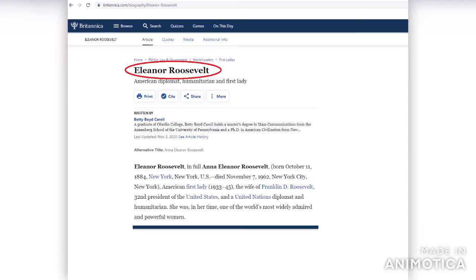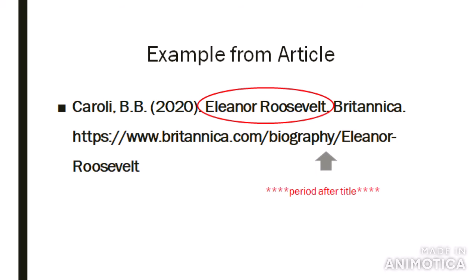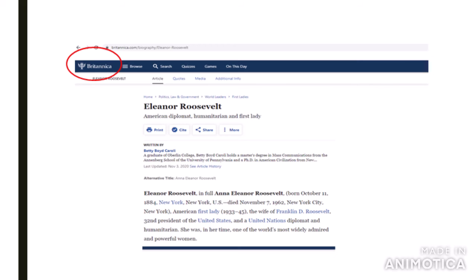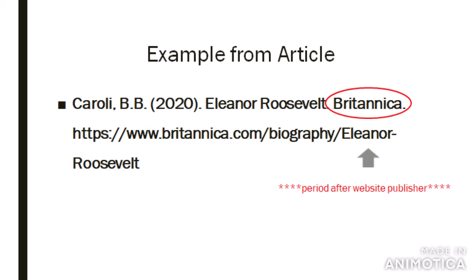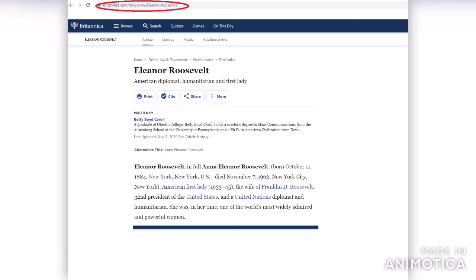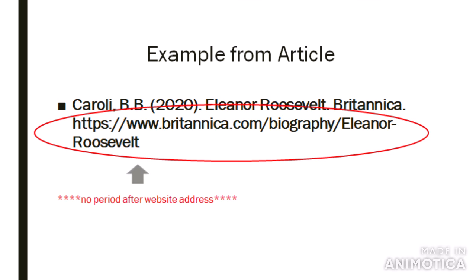Following the year of publication, the name of the article is entered. This is also followed by a period. Next, we would include the name of the website or organization that published the article, followed by a period. Last, we would enter the website address where the article can be found. It is not necessary to end this entry with a period.